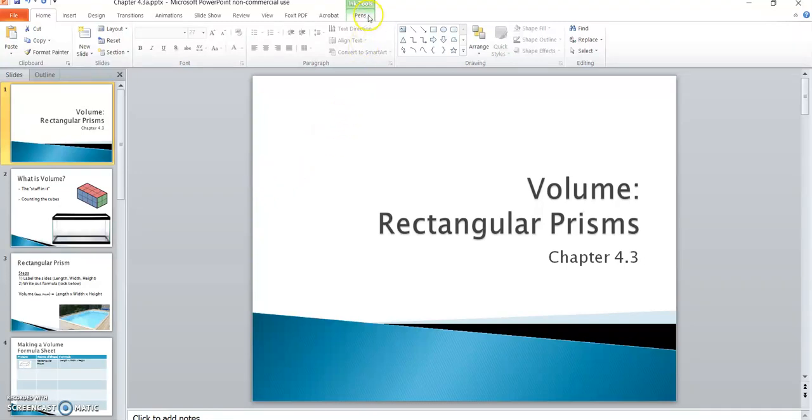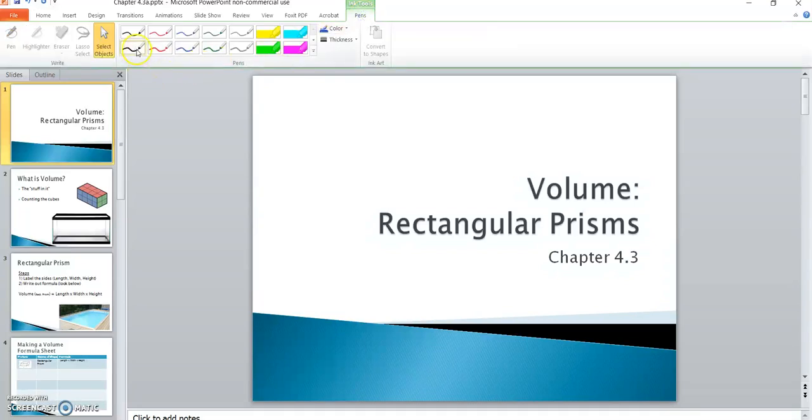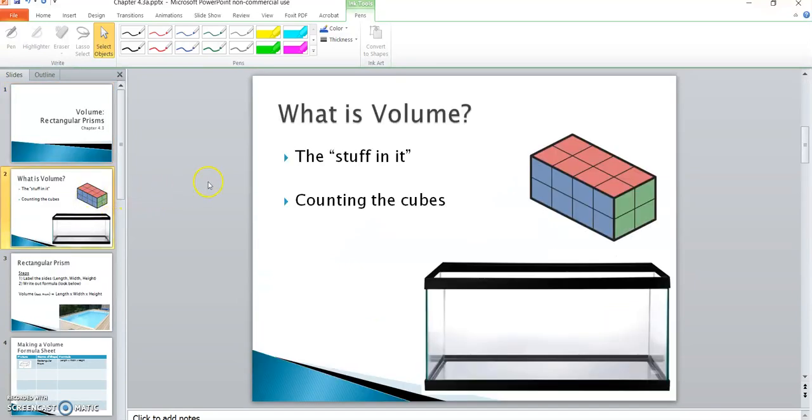Okay, so we're moving on to chapter 4.3, and we've moved on from surface area, and now we're going to be focusing on volume. So what is volume? Well, volume can easily be described as the stuff in it, or the stuff inside. So with surface area, we counted up all of the squares on the outside, but in volume, we're actually counting up the cubes.